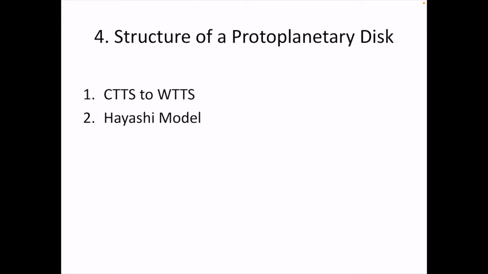Hello everyone. In this chapter, we are going to study the structure of a protoplanetary disk. Planets are formed in a protoplanetary disk. At the early stage of a protoplanetary disk, gas migrates toward the central star and prevents solid particles from growing to larger particles due to high-speed collisions between solid particles.